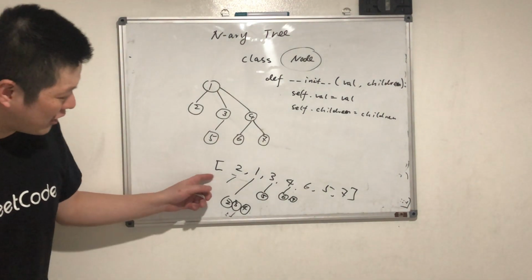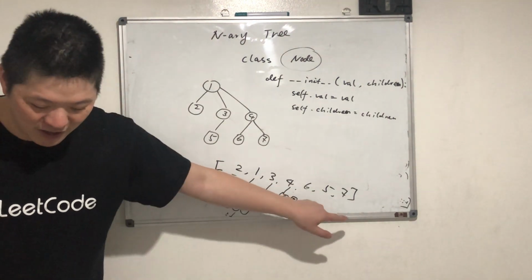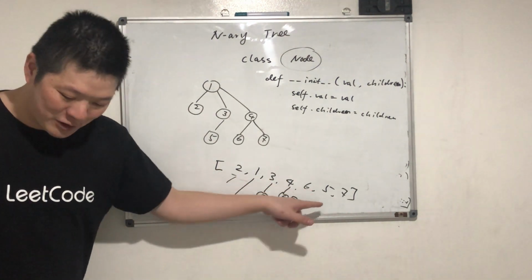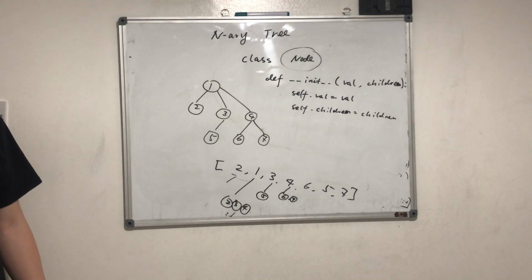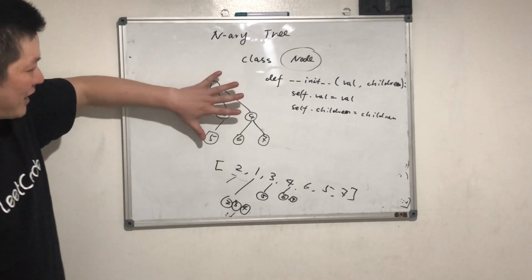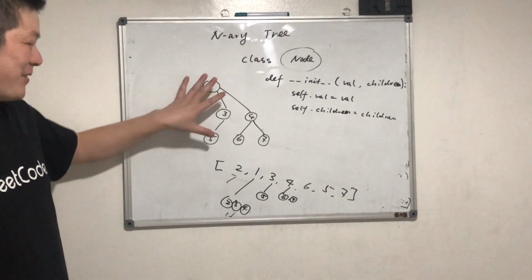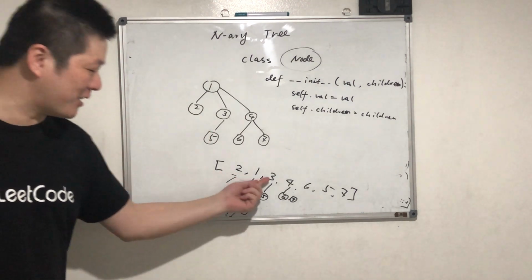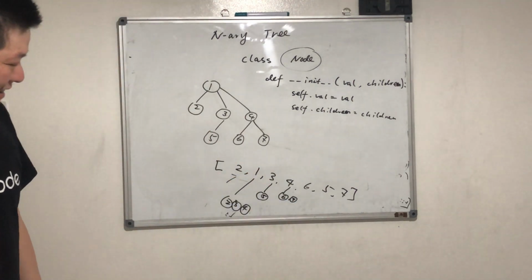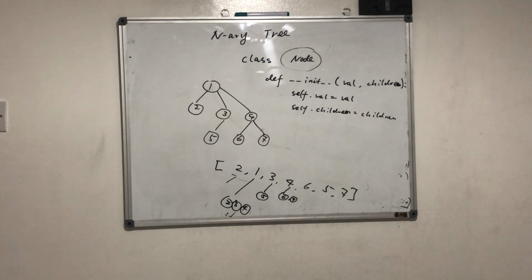Yes, so look, here you're given a list of nodes. How do you know which node is the root? Don't tell me it's 1, because from here you know the answer is 1, but how do you know here it is 1? So can you think of a way?